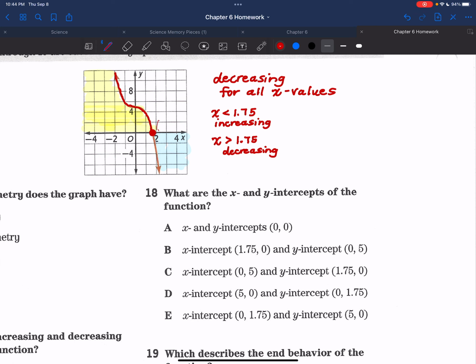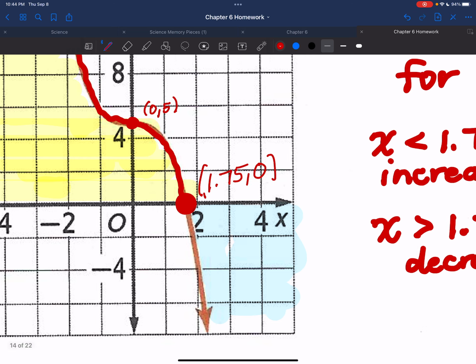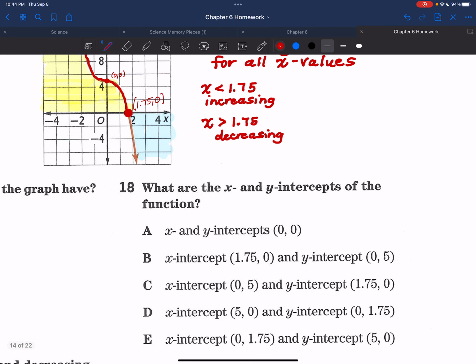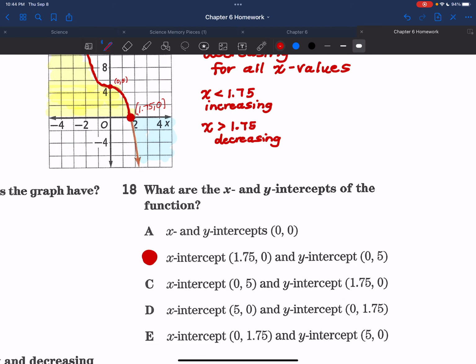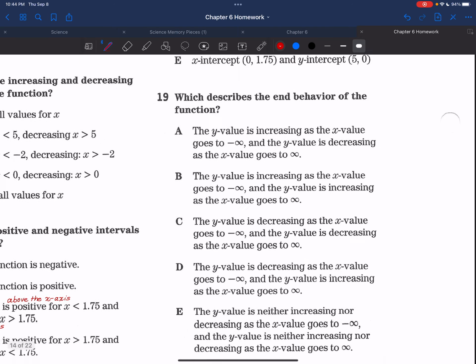Well, we know the x, we had it right here, is 1.750. And y is going to be up here at 0, positive 5. So we just need to find those in the answers, and I think it's B. In fact, I know that one's B, but let me check just to be sure. B, and then I check 17 is C. Okay. And then number 19, which describes the end behavior of the function.